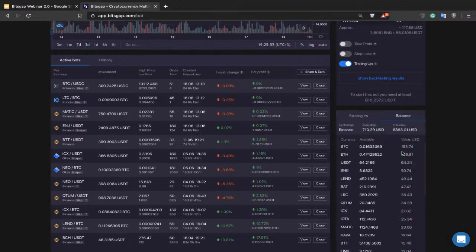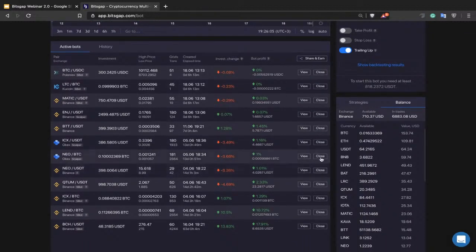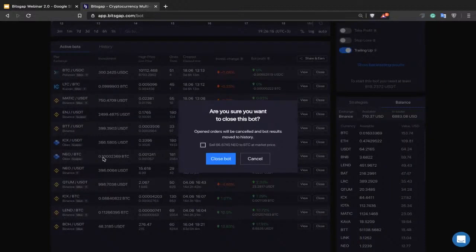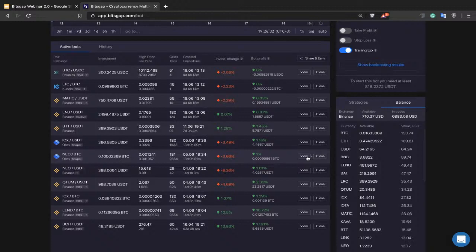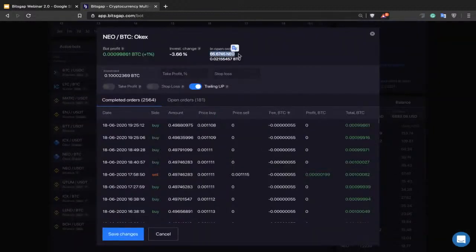But let's first check what is the available balance. Maybe I should take out some of the investment. Yeah, I'm going to close my Neo trading to BTC just to get my 0.1 BTC back. So when I click on close, it is asking me if I want to sell left Neo to BTC at market price, because there are still some trades open. And here we go.